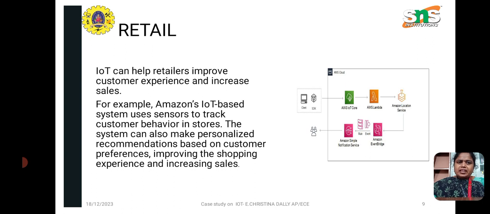In the case of retail, it will also improve the customer experience. For example, if we want to purchase a product, we have a sensor to track where it has been purchased, the shopping experience, and increasing sales. That can also be done using IoT.